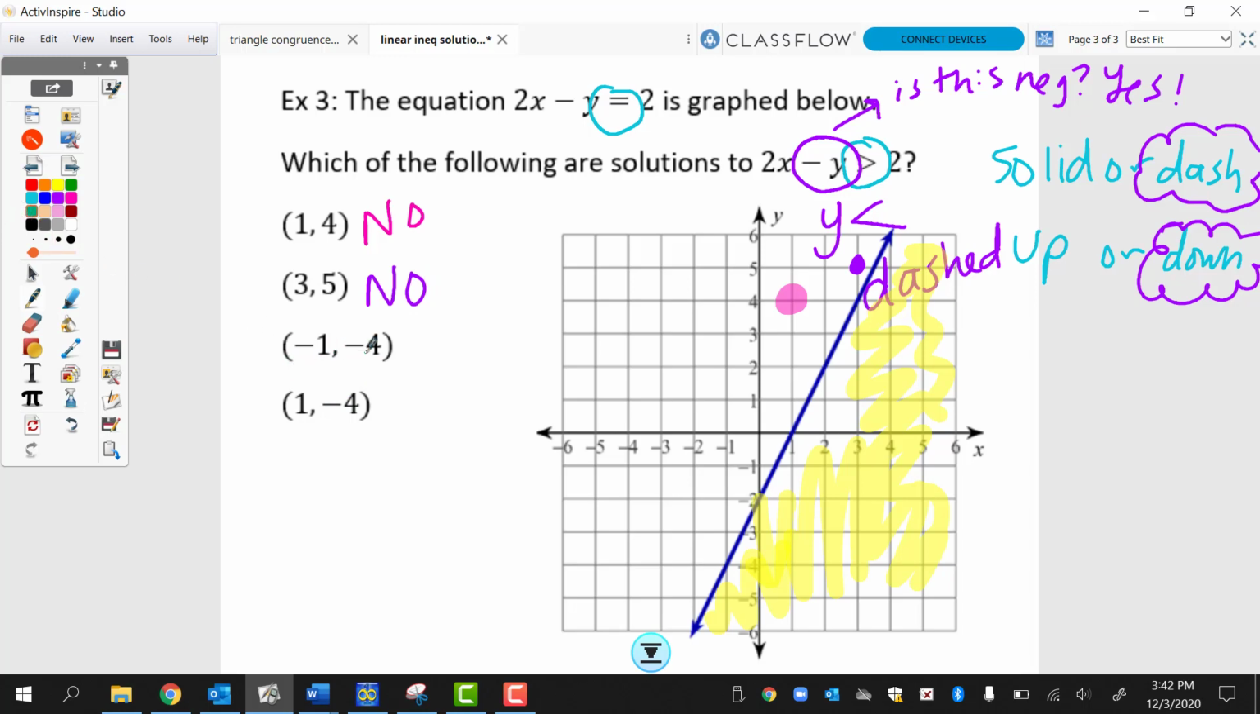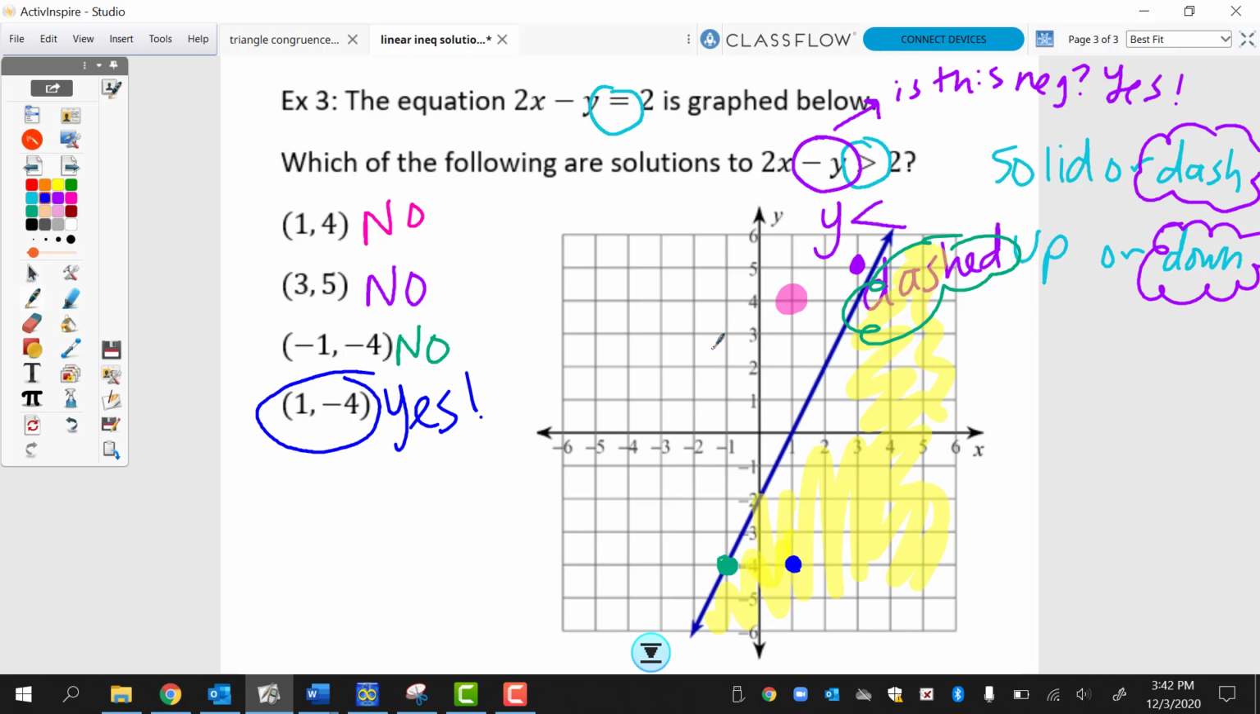How about -1 comma -4? -1, -4 is right here. It's on the line. Is this a solid or dashed line? We said it's supposed to be dashed. So if it's dashed, that means this is not a solution. And then the last option, 1 comma -4, is that in the shaded? Yes, it is. So then this is our answer.